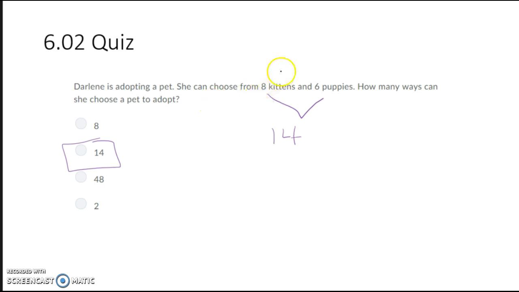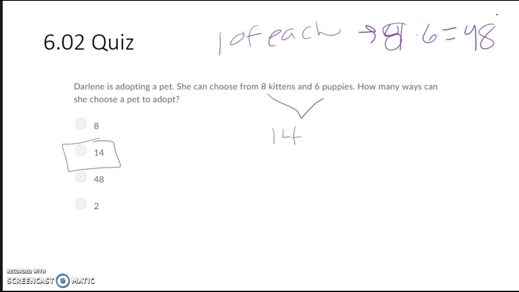It's not that she's choosing 1 kitten and 1 puppy. If she was choosing 1 of each, then we would do 8 times 6, and we would get 48 ways, 1 kitten and 1 puppy. But she's not. She's choosing 1 out of all of them. So you combine it, and she's choosing 1 out of the total of 14 ways that she can choose.